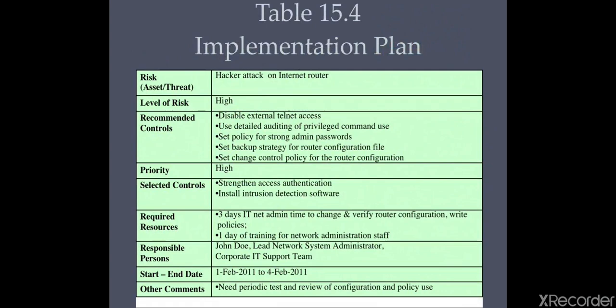So what are the required resources to do so? In terms of time, for example, here we need 3 days of IT network administrators to change and verify the router configuration and write the policies, and we need 1 day for training of network administrative staff. Who is responsible? The responsible personnel is John Doe, for example, from this department or this team. The start and end date of doing this is from this date to this date.